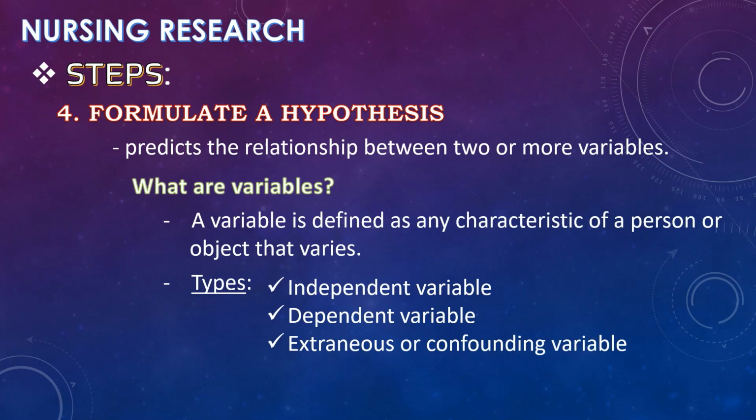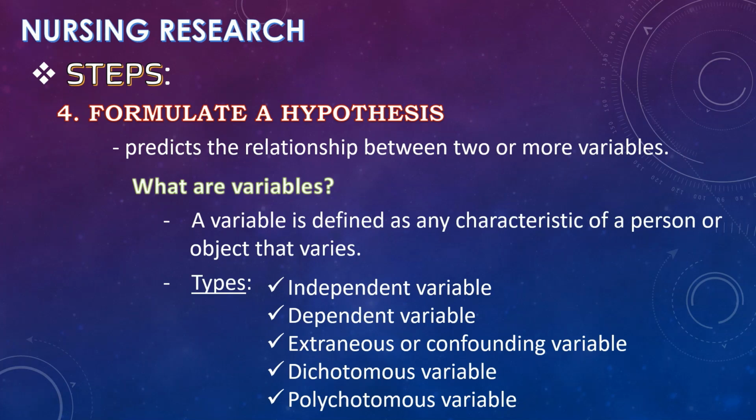Next is extraneous or confounding variable. It is beyond the control of the researcher. Next is dichotomous variable. It has two categories, like male or female, yes or no, or true or false. Finally is polychotomous variable. It has more than two categories, like race, religion, and blood type.